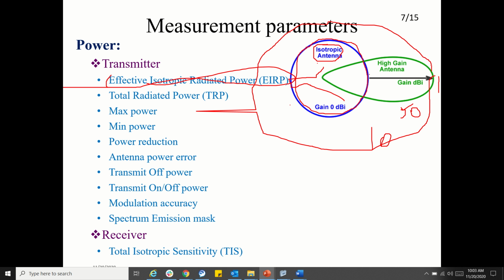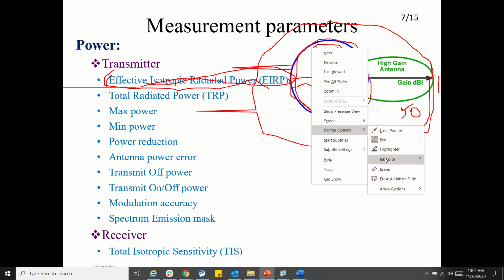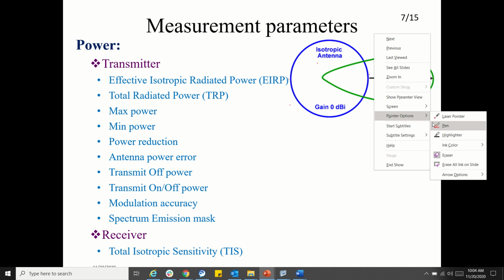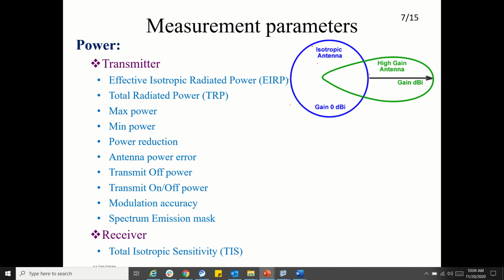So in order to get this kind of radiation pattern or a gain of this much, what power should be supplied? That power is called effective isotropic radiated power. Once again, you have an isotropic radiator antenna that radiates equally in all directions. You can see that it's a kind of circle.